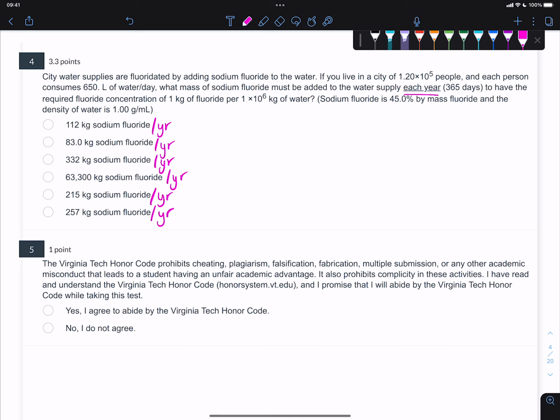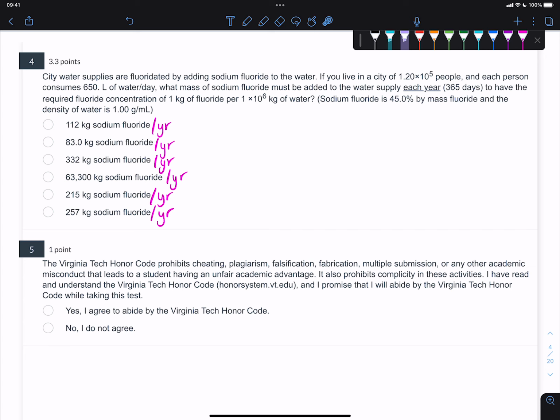And that's why each year is underlined, because ultimately your dimensional analysis is going to depend on you recognizing that you're dealing with a rate. In order to have the required fluoride concentration of 1 kilogram of fluoride per 1 times 10 to the 6 kilograms of water.